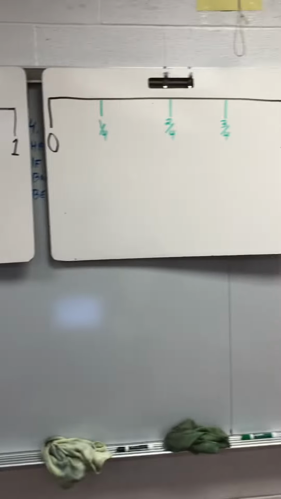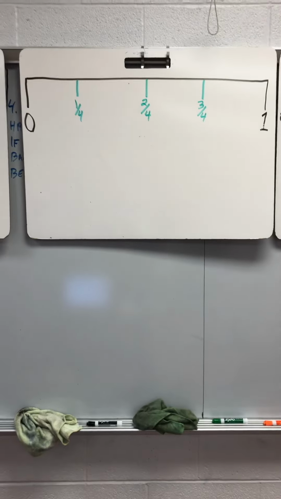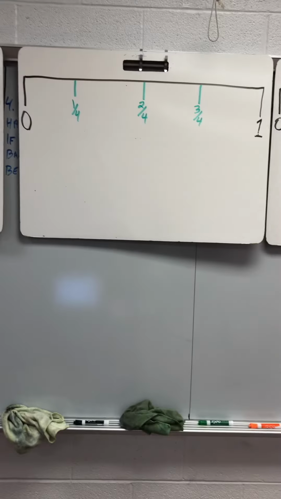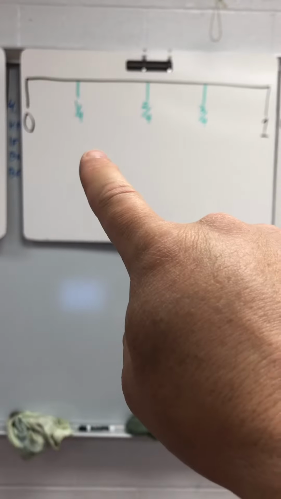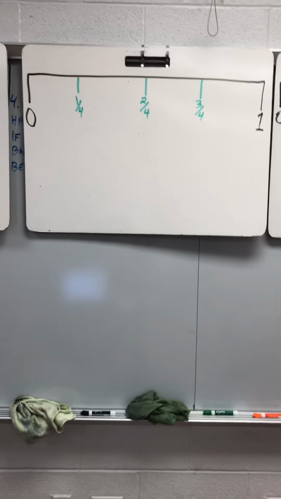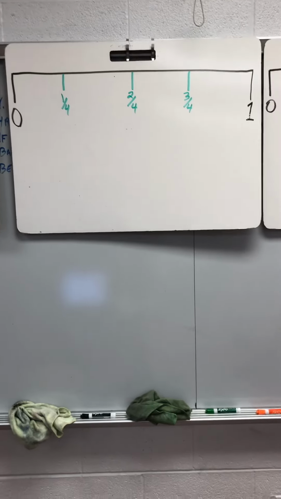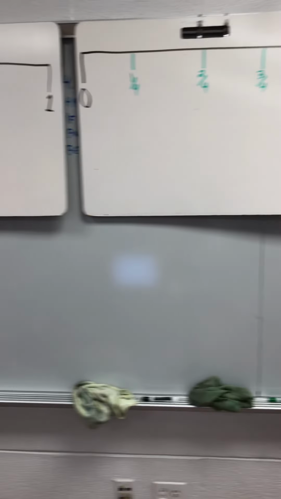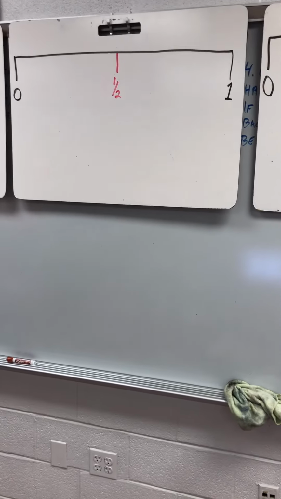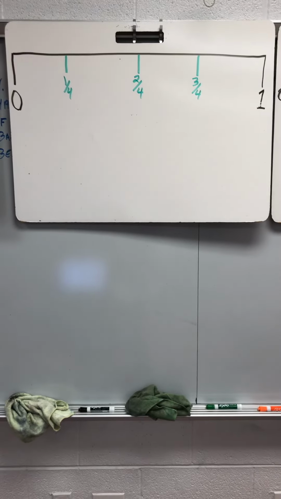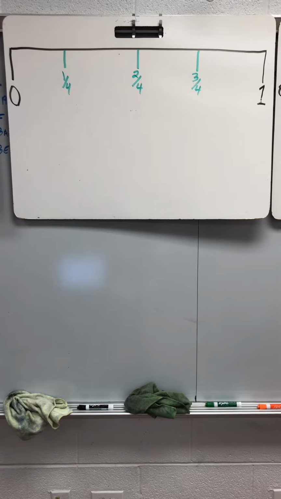So here, if you have 4 spaces between 0 and 1, this will be 1/4, 2/4, 3/4, 4/4. Right? But the catch is this: we don't call it 2/4 because 2/4 reduces to 1/2. So that middle one is going to be 1/2.